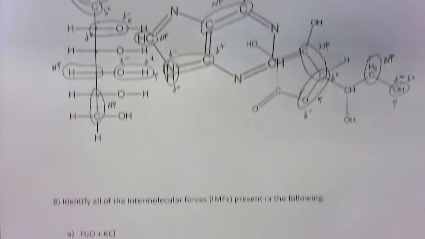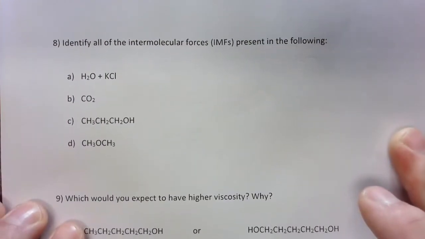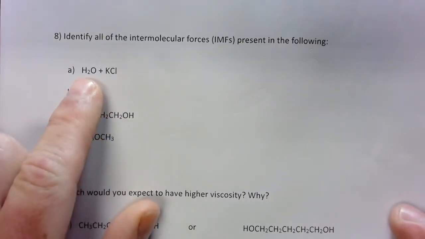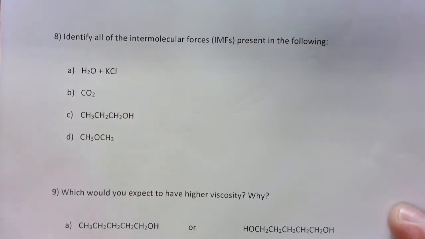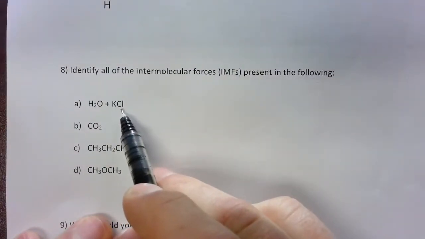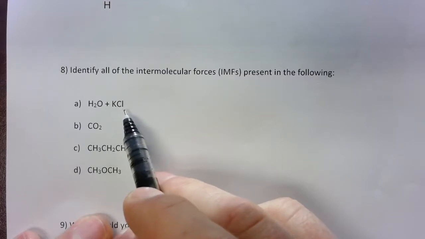All right, moving on to number 8. Identify all the intermolecular forces present in the following. So in this case, I'm giving you a mixture of water and potassium chloride. Because potassium chloride is an ionic compound, it's going to form ions in water.